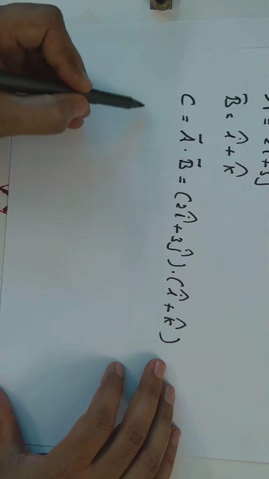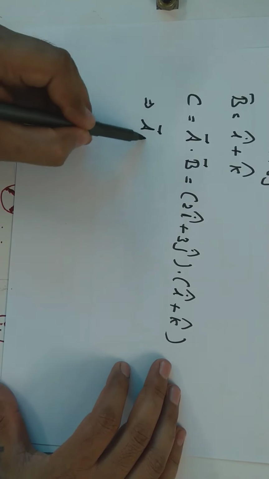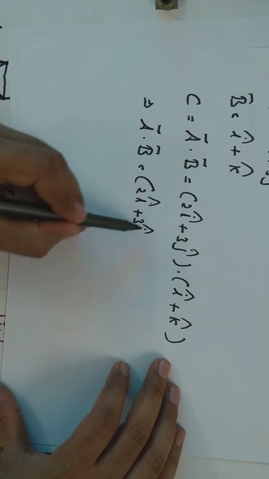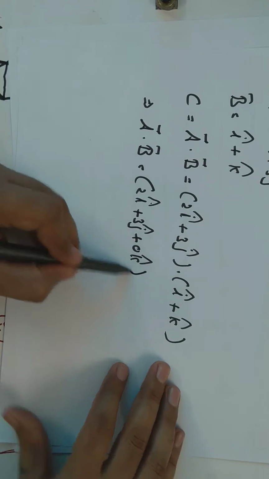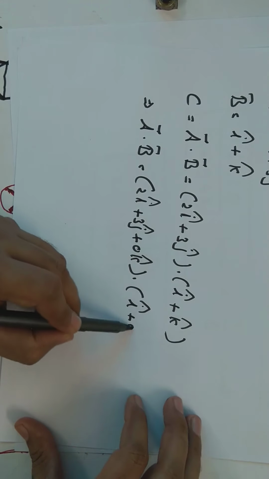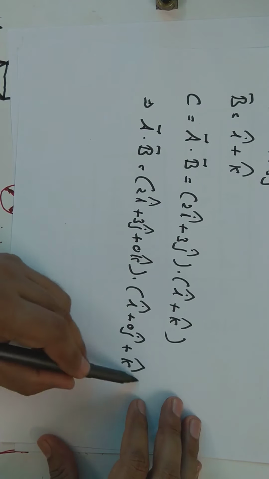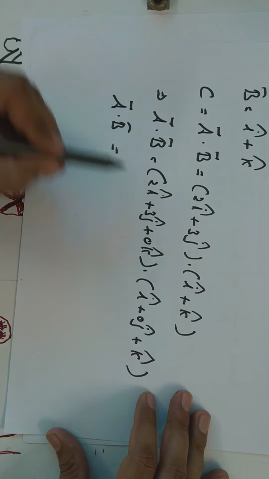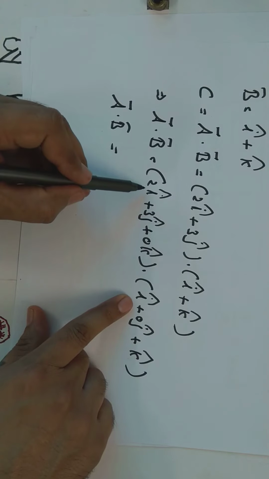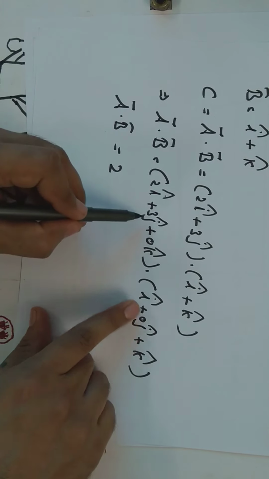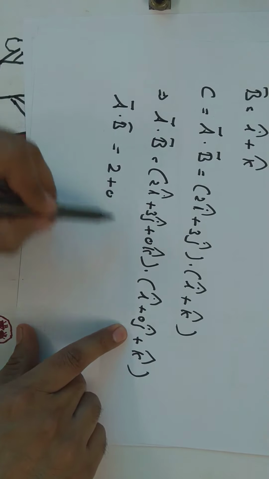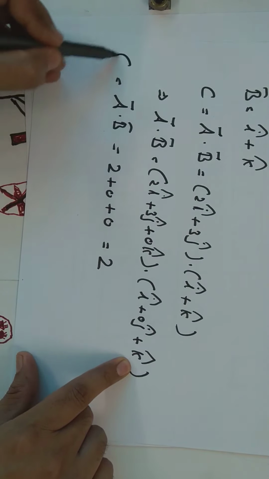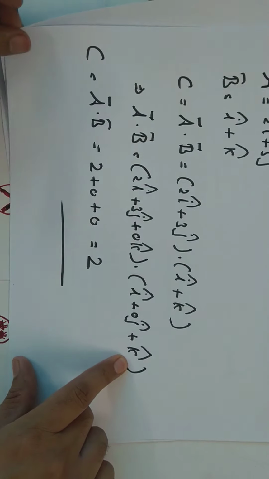As we see we are missing k cap here and j cap here. So what we do, just see: a vector dot b vector is equal to 2i cap plus 3j cap plus 0 k cap dot i cap plus 0 j cap plus k cap. Now we just do the dot product. This term is multiplied with this, so it becomes 2. This is multiplied with this, becomes 0. This is multiplied with this, it becomes 0. So what we get is 2. So c is 2. Okay, simple.